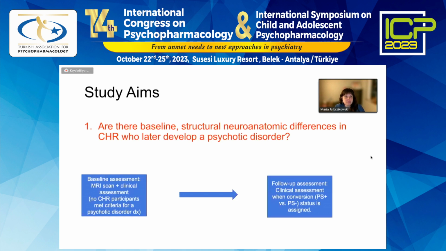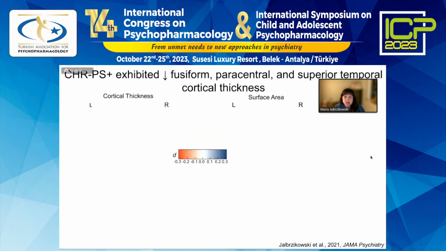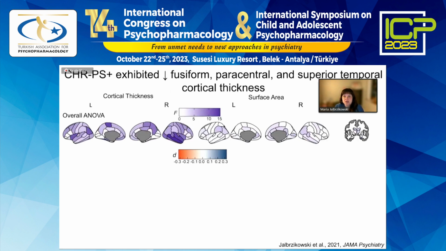So the first question we asked was, can we use imaging to predict which of these high-risk individuals will transition to a full-blown psychotic disorder? And we ran general linear models looking at the difference between healthy controls, CHR converters, and CHR non-converters. And I'll be showing you the plots for cortical thickness on the left, surface area in the middle here, and then subcortical volume on the right.